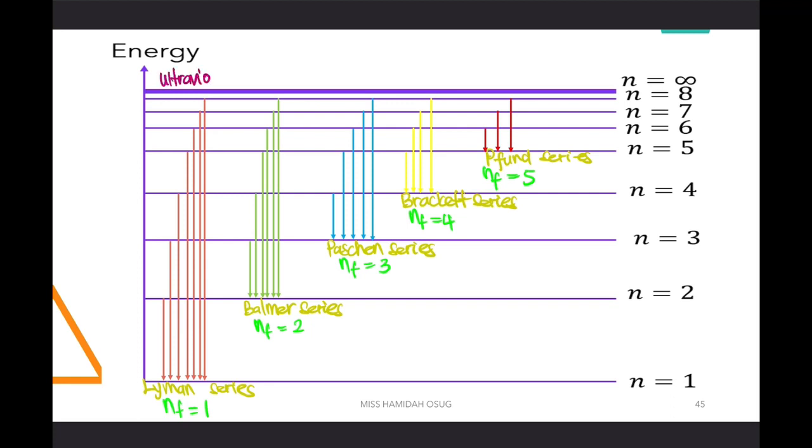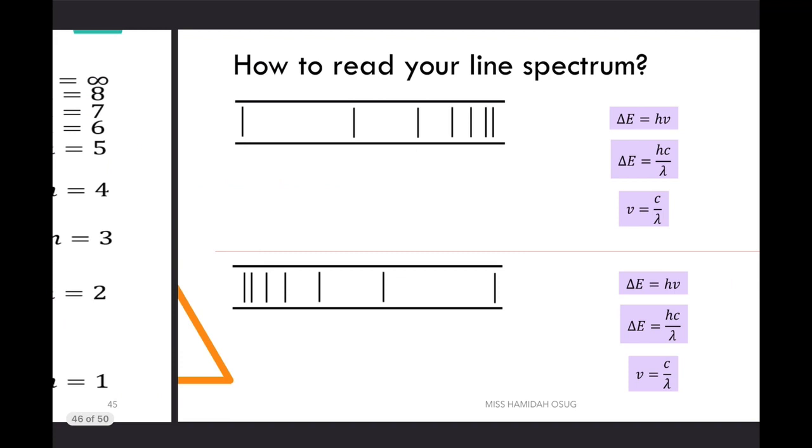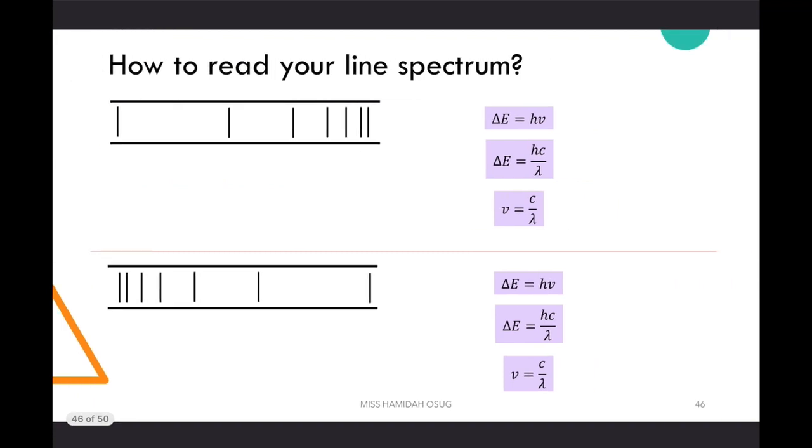Satu benda lagi yang kamu kena hafal adalah di mana region bagi setiap series ini. So, Lyman in ultraviolet region, Balmer in visible region, and Paschen, bracket, and P-Fan in infrared region. So, this is just a recap how to read your line spectrum.